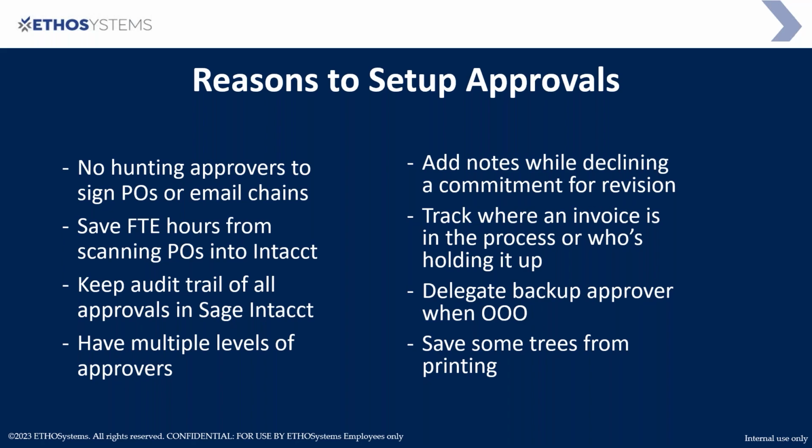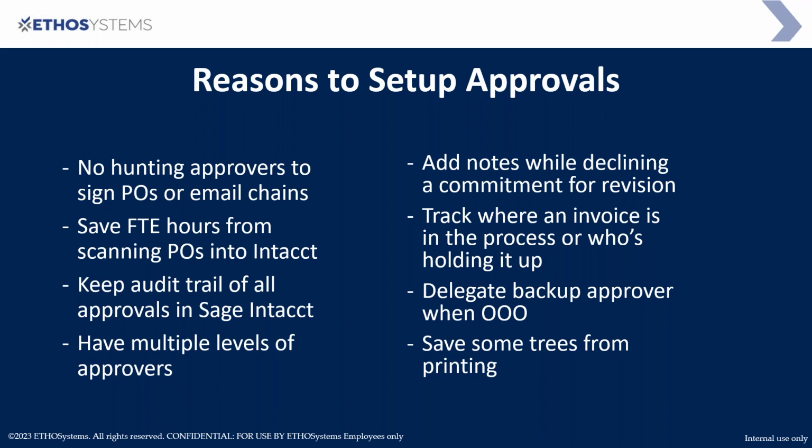And then we can also track where an invoice is. Another reason to set up purchase order approvals is that we can actually track who is holding it. If there's a PO that needs to go out ASAP and it's in somebody's queue, we can see where it's sitting and reach out to that approver or that PM to let them know to approve it. And then it goes through the rest of the approval flow.